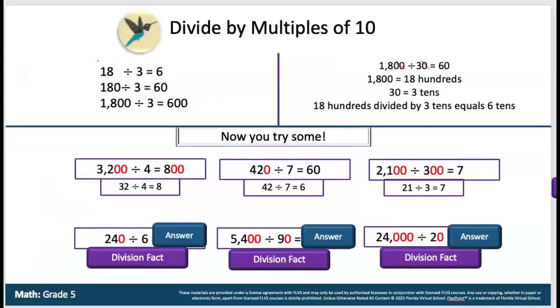So let's go ahead and take a look at some examples over here. So I have 18 divided by 3. Well, that's easy. I know that's 6.